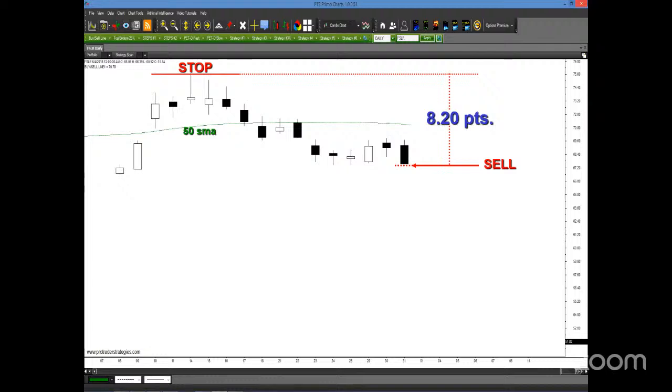So we say to ourselves, okay, if we're willing to risk 8.20, we want to make at least twice that amount. So twice that amount is 16.40, right? So now we simply, since we're going short, subtract that from our entry point, 16.40 points, and that would be right down here. So this is where we're going to cover our short. We're going to make twice the amount of risk right here, and that number would be 51.15.